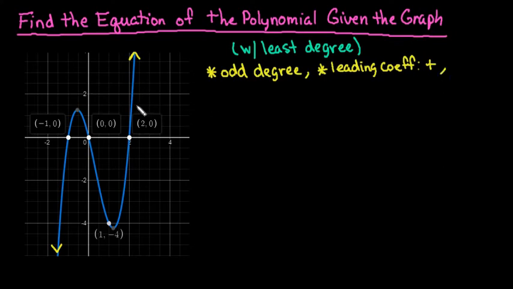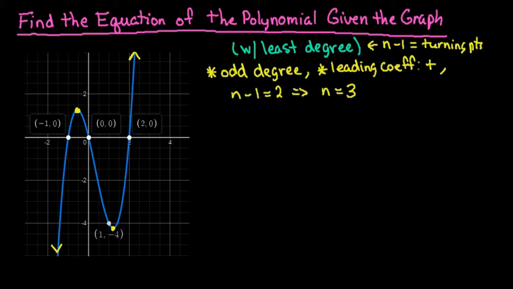As far as the least degree, we can find that by looking at our turning points. This one has 2 turning points. Remember that n minus 1 equals the maximum number of turning points that a graph can have. So since n minus 1 equals 2, if I solve this for n, that tells us this is going to be a degree 3 polynomial. So our least degree that we can have is degree 3.